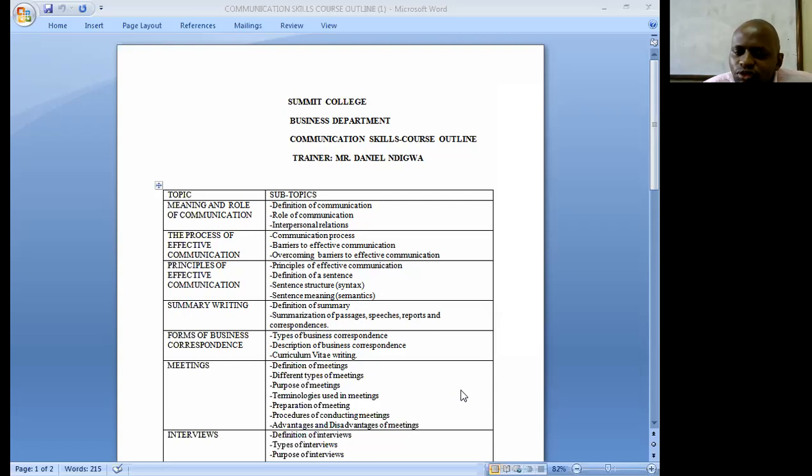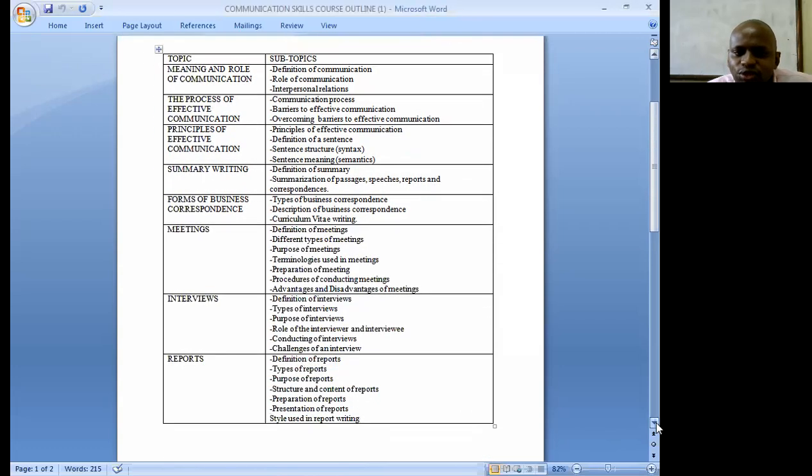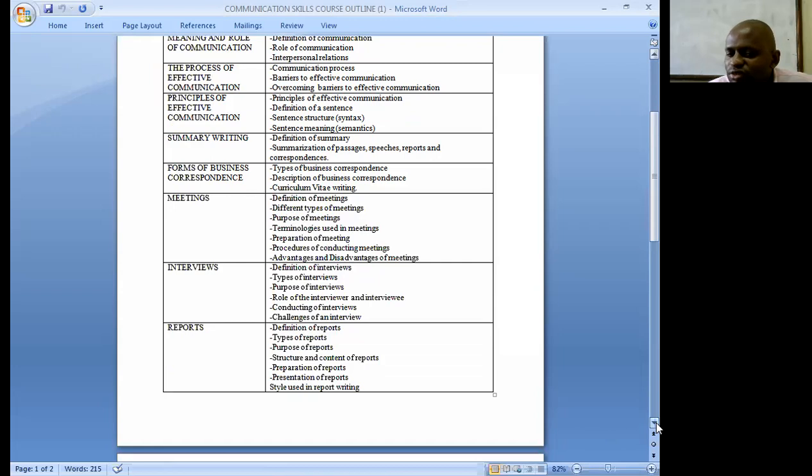The main purpose is for you to understand how you are going to solve a certain issue that has arisen in the organization. Then we have different terminologies that are used in a meeting. Then we shall also understand how to prepare for a meeting and some of the procedures that are required when you're conducting a meeting. And lastly, the advantages and disadvantages of meetings. We shall also be talking about interviews. How do you conduct an interview?